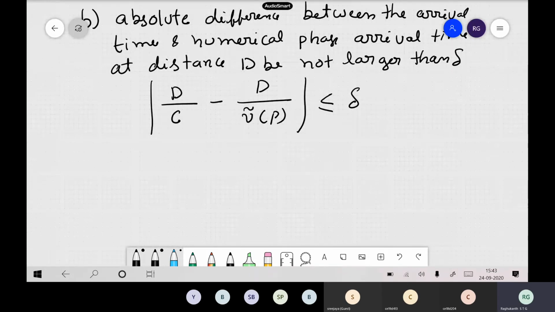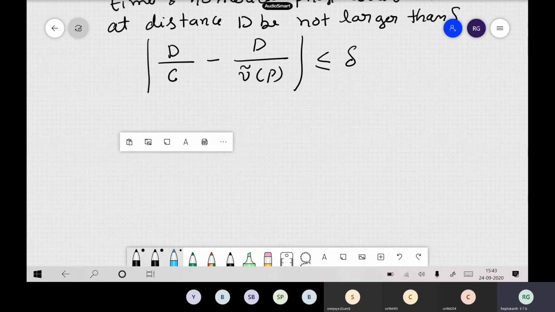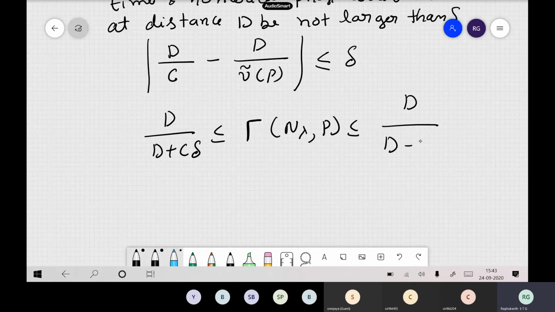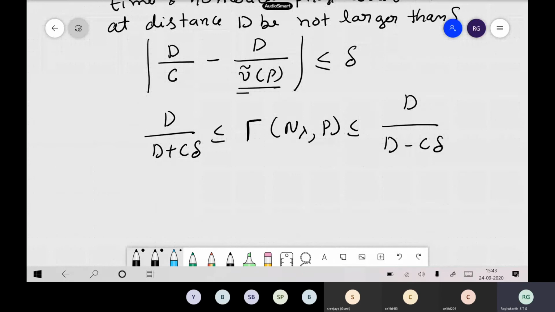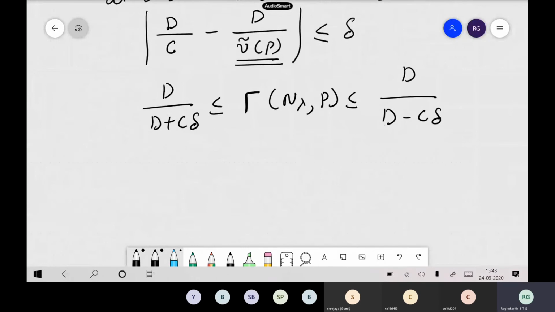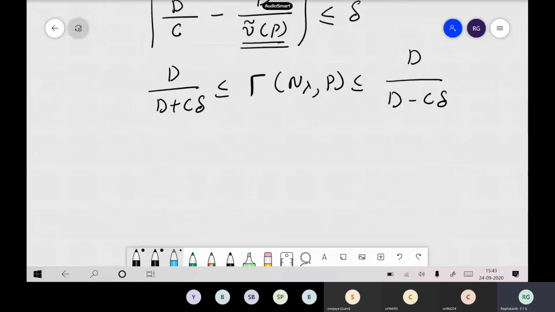Now if you write this condition nicely, you can write the expression as d by d plus c times delta, less than the ratio with n lambda comma p, less than d by d minus c times delta. It is the same equation only. If you substitute v bar p with this expression and do some algebra, the expression can be written in this form.